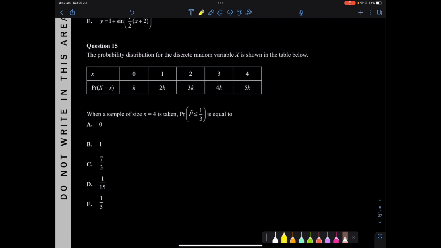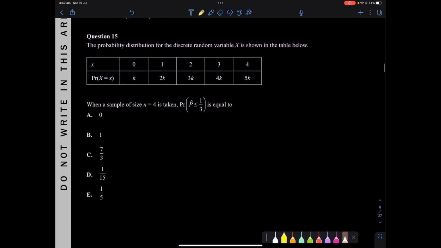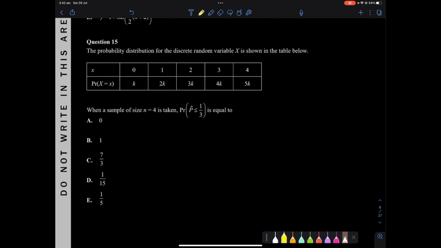The probability distribution for the discrete random variable x is shown when a sample of size n equals 4. Okay, what I'm going to do first is add these all and let them equal 1 to find the value of k. So 5 plus... it'll be 15k equals 1. So k is equal to 1 over 15.